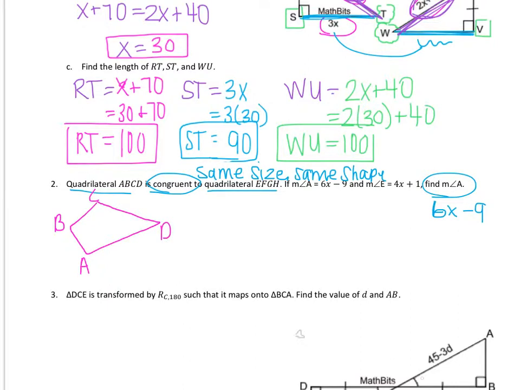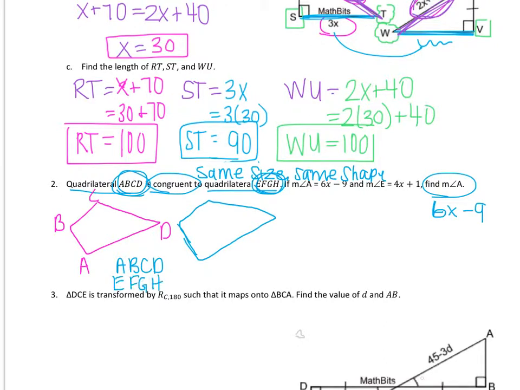So now I'm going to attempt to copy that again. Maybe I shouldn't have picked something so hard to draw. Now here I need to make sure that I match up the corresponding parts. I see ABCD from the given is congruent to EFGH.